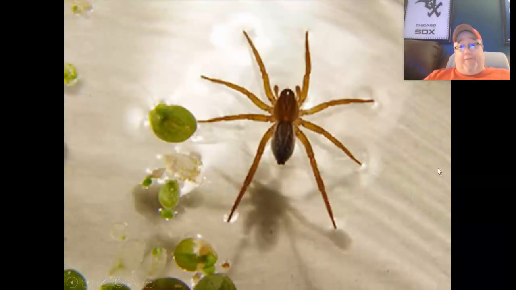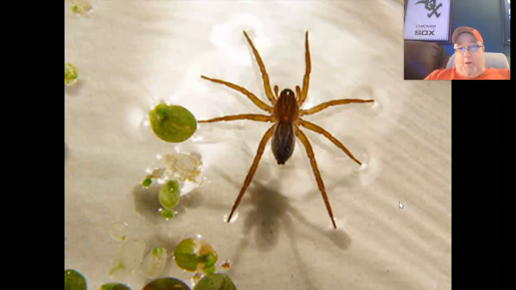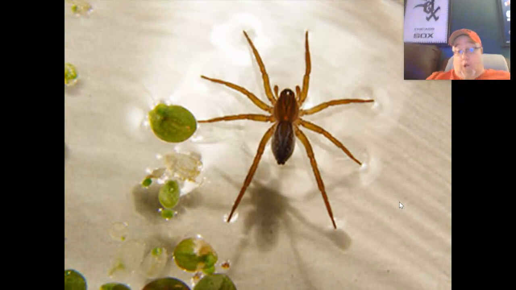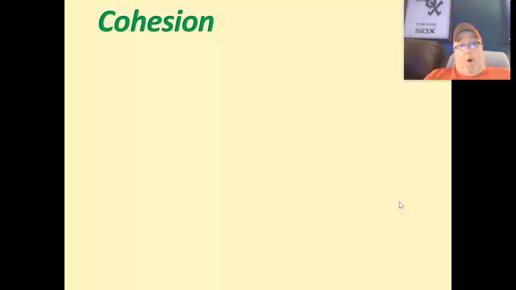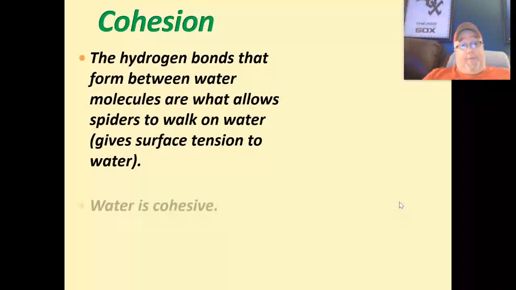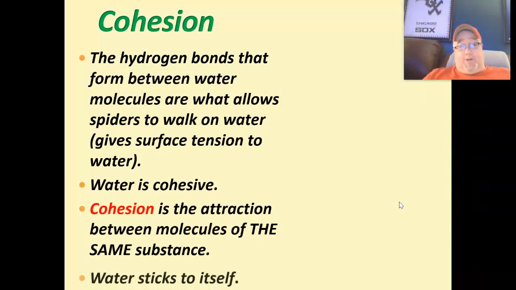This is the reason why, for example, a spider can walk on water, right? Because there's not enough weight to the spider to break through the strength of those hydrogen bonds, and that creates what we call surface tension on water. That's what that is. A couple of vocab terms I want to introduce to you.